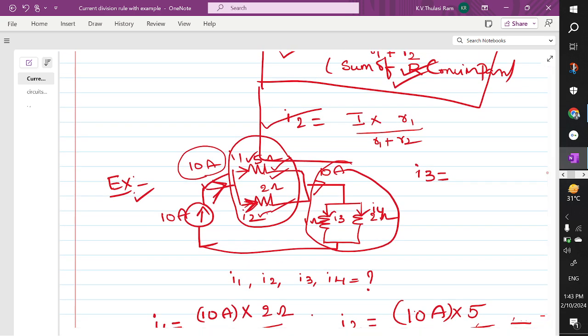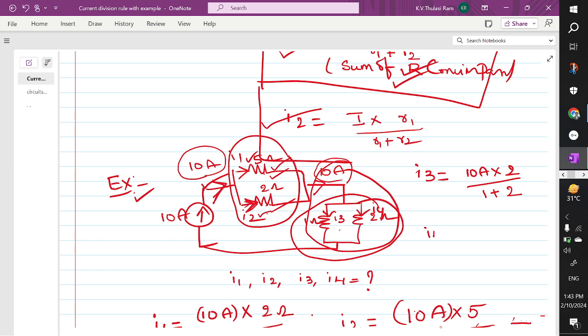So I3 is equal to, what is the total current in the network, which is again 10 amperes, multiplied with. So here the current I3 I require. What is the branch in parallel to the I3 branch, which is nothing but 2 ohms divided by the sum of resistors which are connected in parallel. What are the resistors which are connected in parallel? So one is 1 ohm plus 2 ohm. Okay. So then you will get I3.